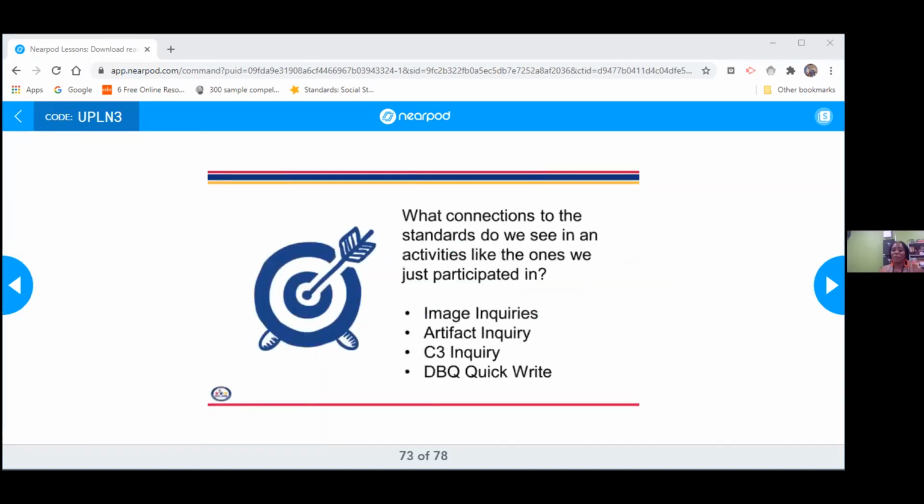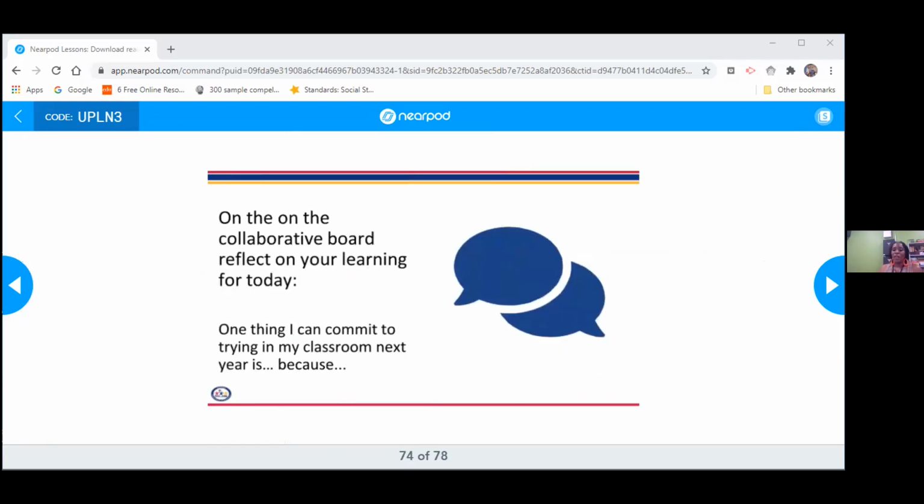So you guys, do we have time for the collaborative board for them to bring everything together? Do we have time to do that? Okay, so you remember the standards at the beginning, and we talked about inquiry and why it's so important. And then we gave you strategies. I think these are some great strategies: image inquiries, artifact inquiries, C3 inquiry, the big template that Holly talked about, and we talked about DBQ quick write. Now, what connections can you make between those strategies and the standards? So I think, are we going to do that one, or are we going to go to the collaborative board? It doesn't matter. We can just think about that.